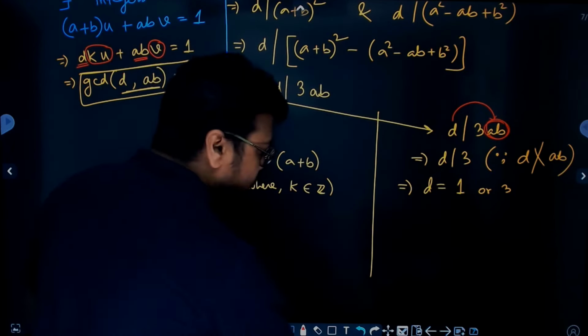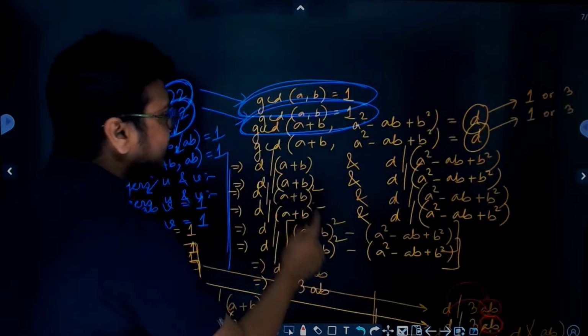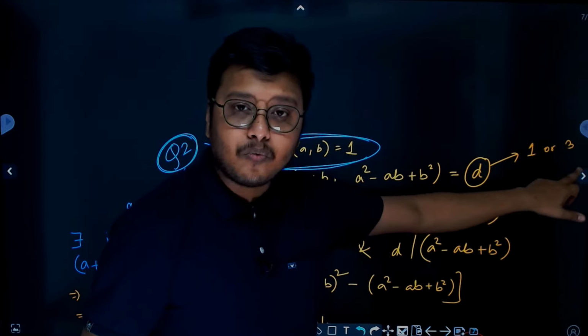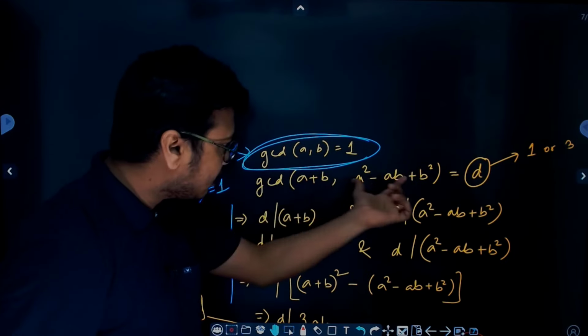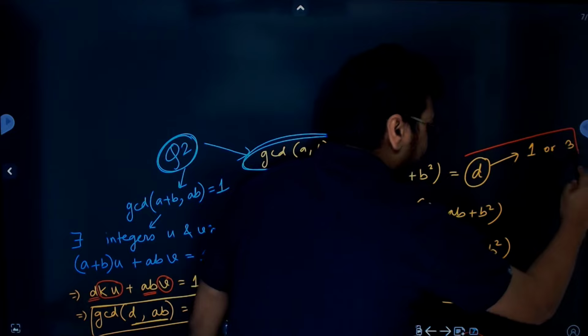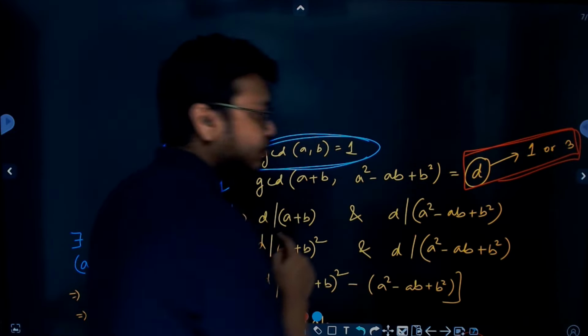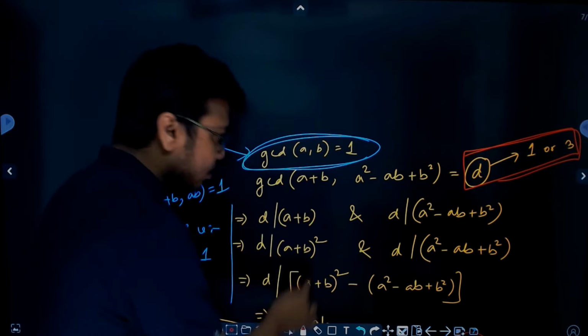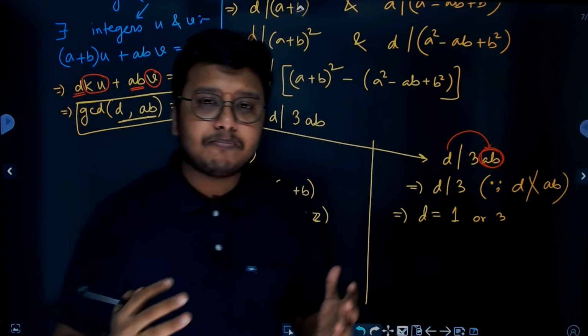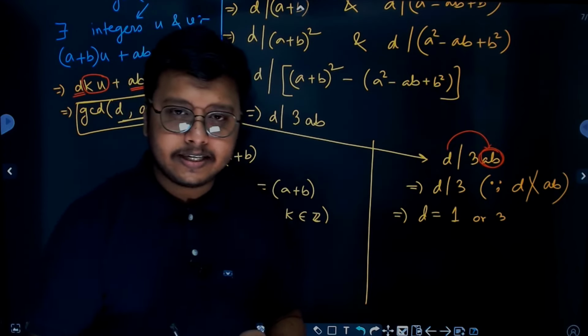Now let's get back to our question. What was d? D was the thing that we were trying to prove as 1 or 3. D was the GCD of the original question. So we have ended up proving that the value of d is 1 or 3, and hence my theorem has been proved. These are all the important theorems related to GCD.